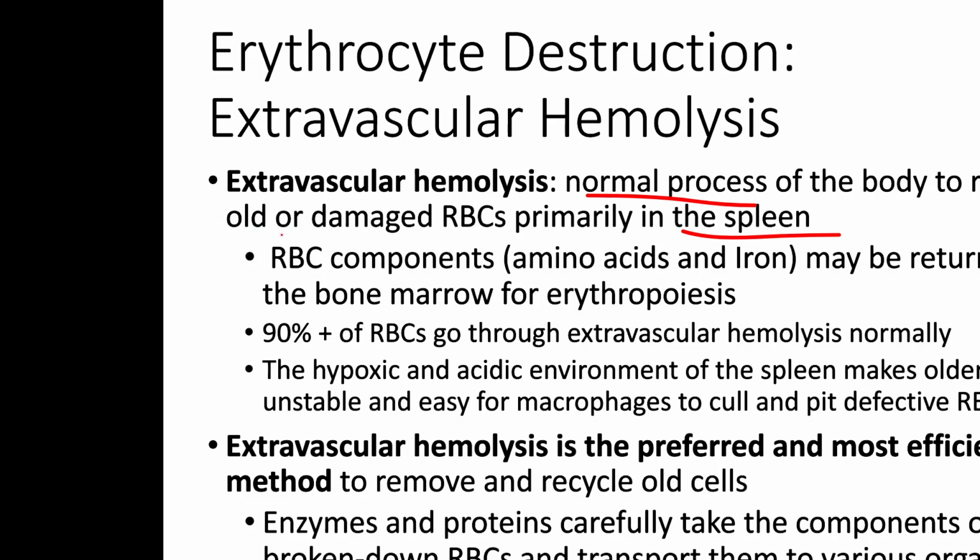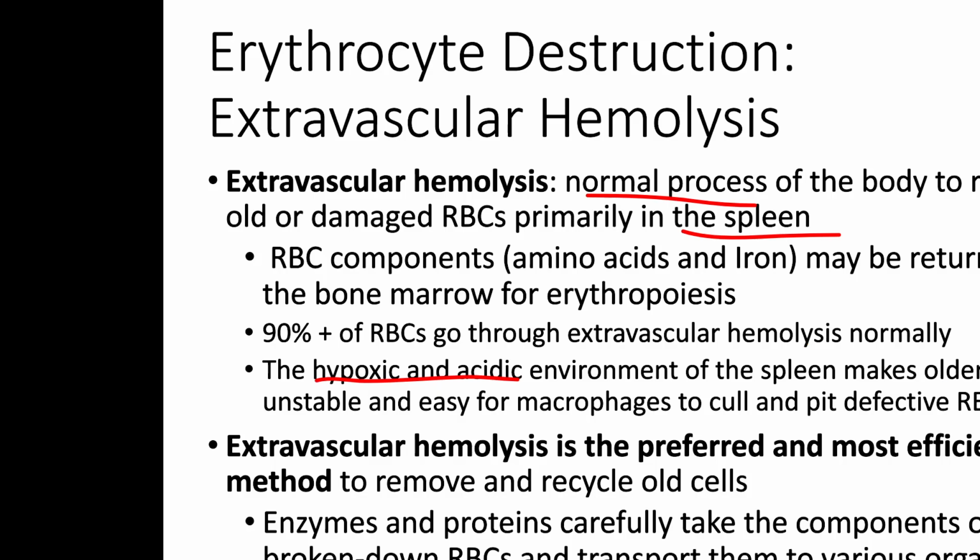When we do extravascular hemolysis, we can also return the RBC components back into the bone marrow, so that way we can continue making new cells. And the majority of your cells will go through extravascular hemolysis. So what happens is that your RBCs go through your splenic red cords. And the splenic red cords have this hypoxic and acidic environment.